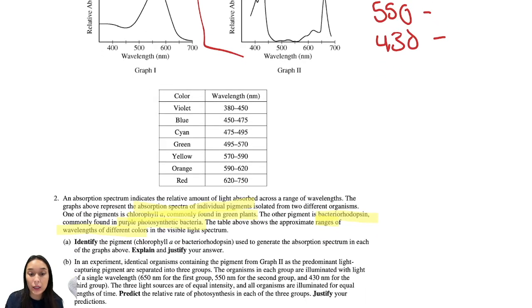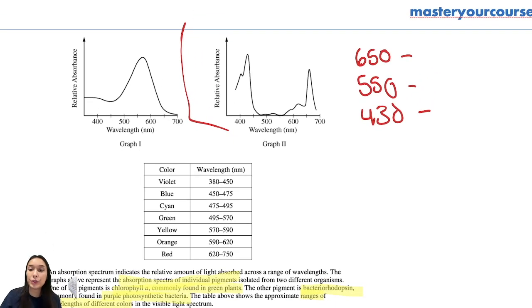And then it's going to say predict the relative rate of photosynthesis in each of the three groups and justify it. So we'll use graph 2, look at these wavelengths, and tell from this graph what the photosynthesis rate would be. Let's start off with 650. All you have to do is look at where it lies on the graph. So 650 is about here, so our point of absorption would be around here. Not the highest amount of absorption, but you get a little bit of absorption at 650. Now let's look at 550, which is here. You're getting virtually no absorption of light. And at 430, which should be around here, you're actually getting the most absorption.